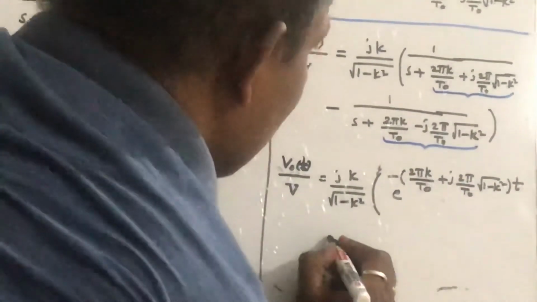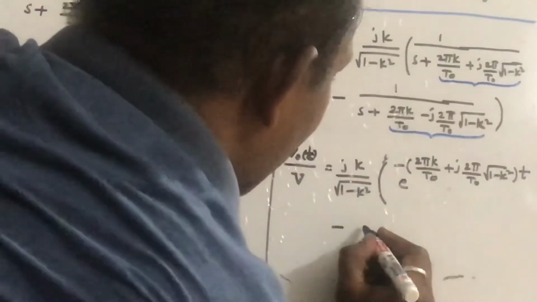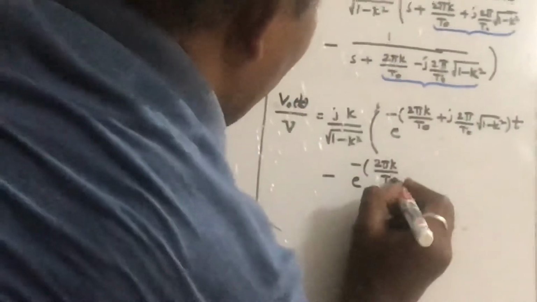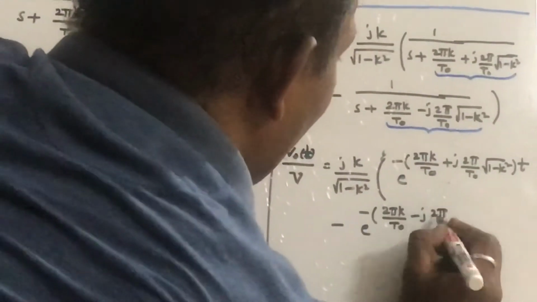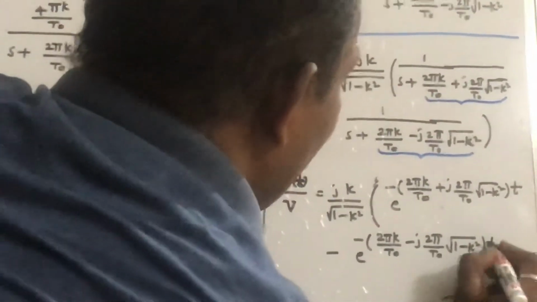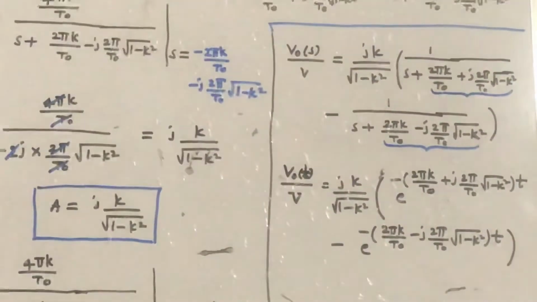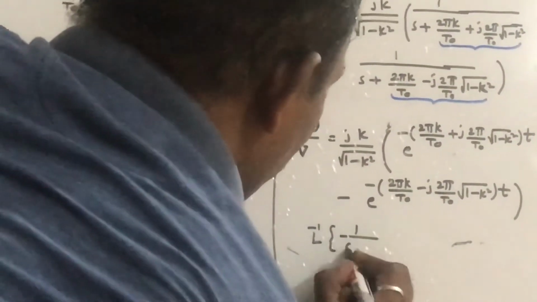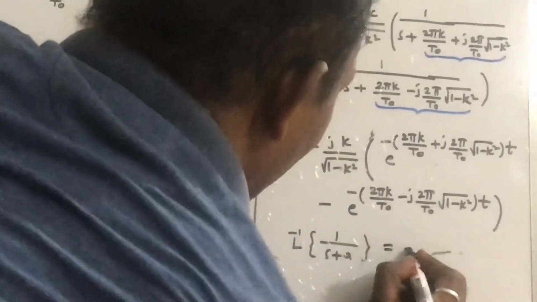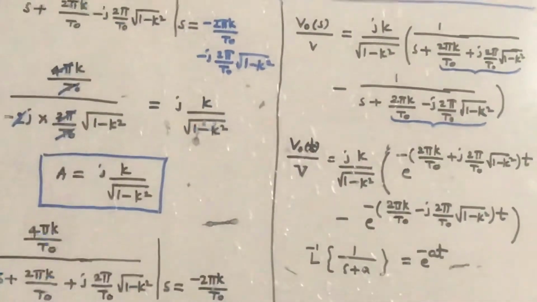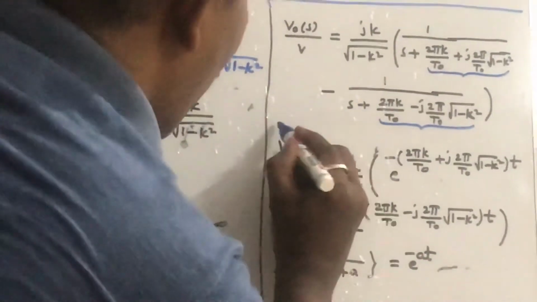For the second term, 1 by s plus a format, substitute a as 2 pi k by t naught minus j 2 pi by t naught into square root of 1 minus k square into t. Since we have used this formula, inverse Laplace of 1 by s plus a, which is the simple formula e power minus at, where a is this factor. Now in this formula, carefully observe this one.